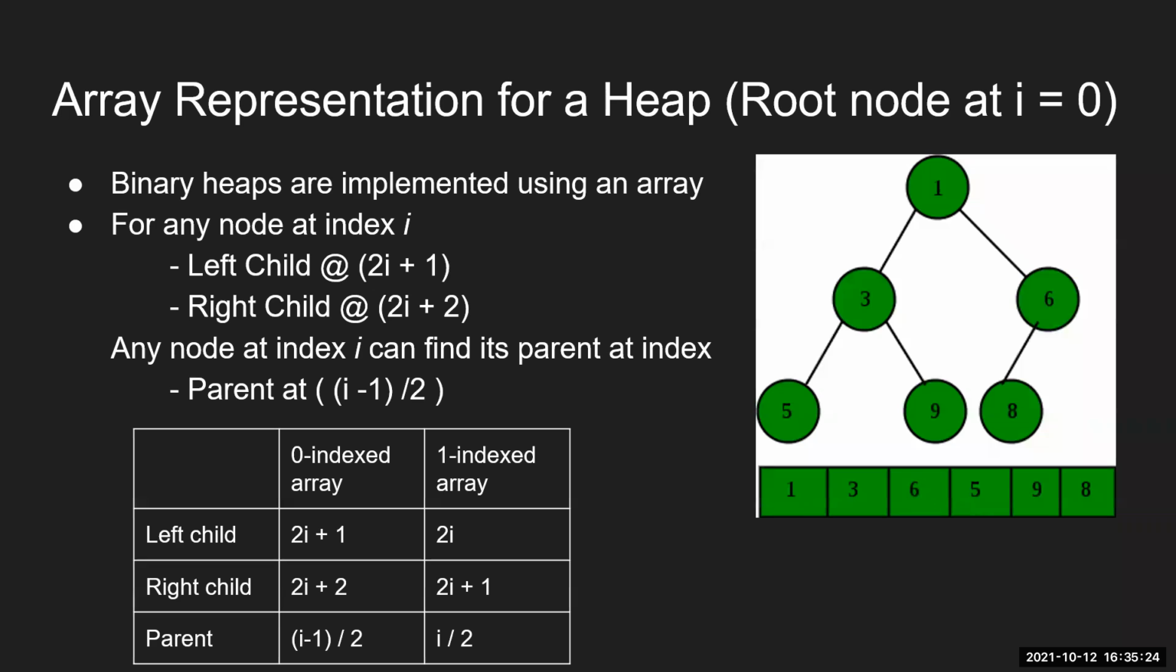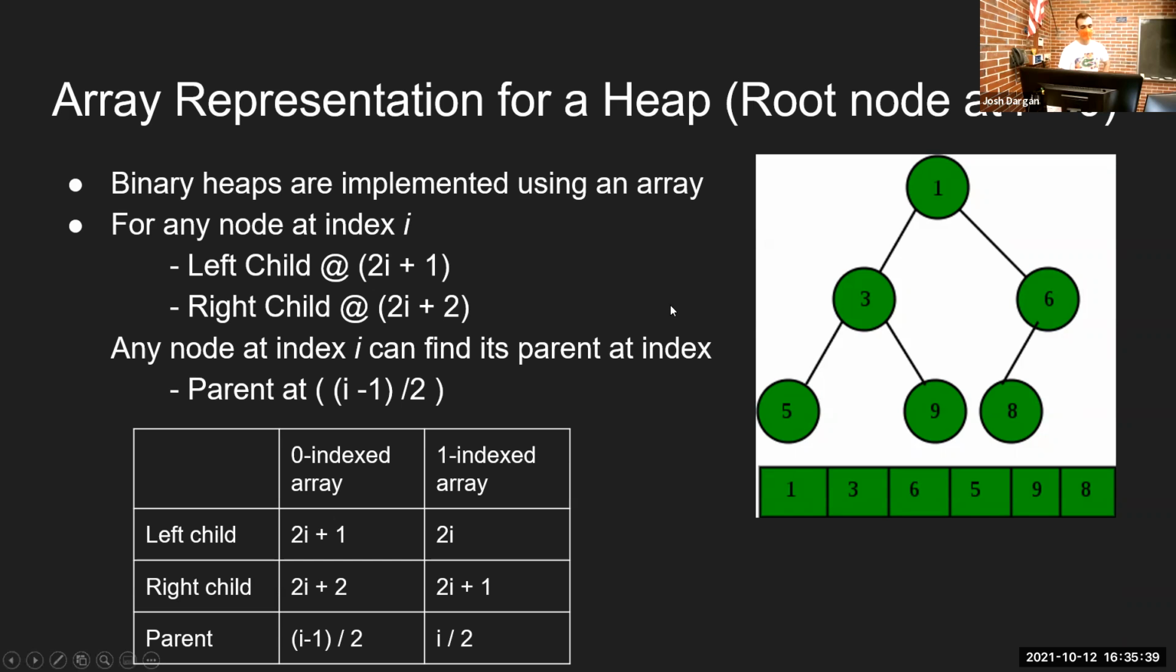Isn't the parent supposed to be the floor of i minus 1 divided by 2? Yes, it is the floor of i minus 1 divided by 2. So that's a good point. Normally you're using an int if you're representing the index, and so Java and C++ will automatically round down for you. But if you're using a language like Python, you need to make sure to make it an integer so that it rounds down, because Python, I'm not even going to go into Python.